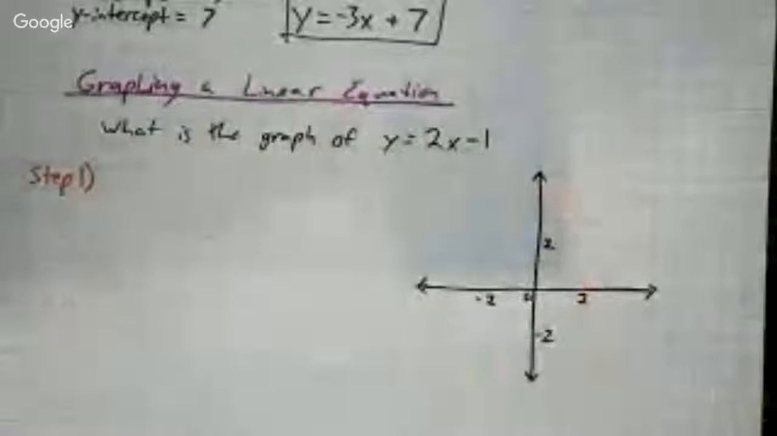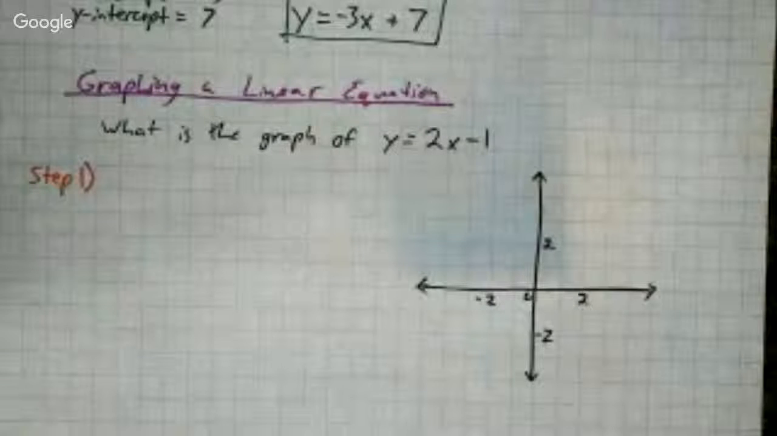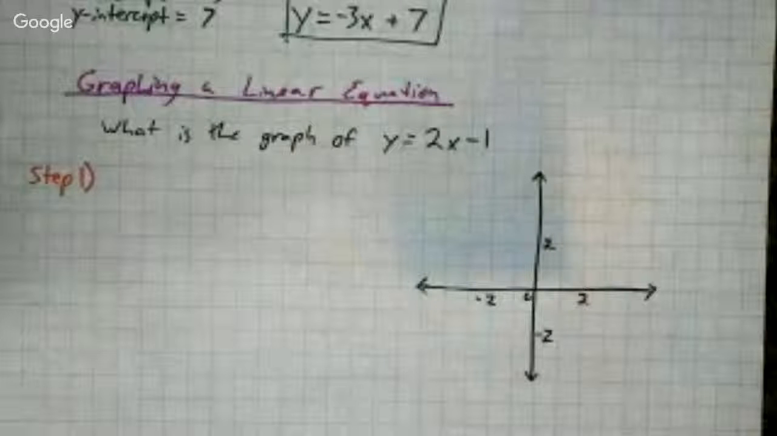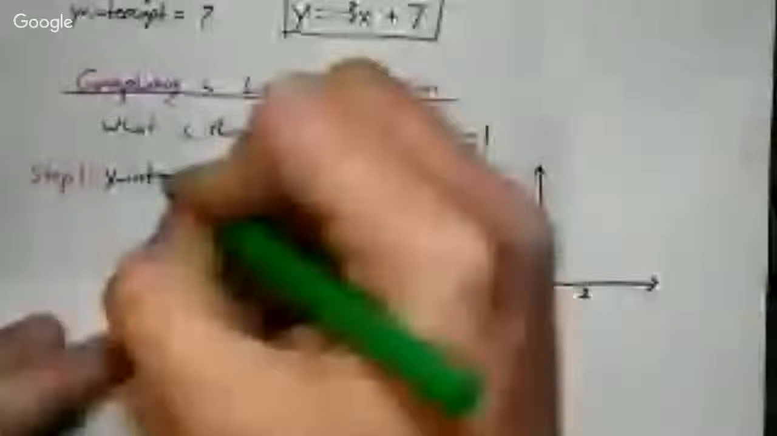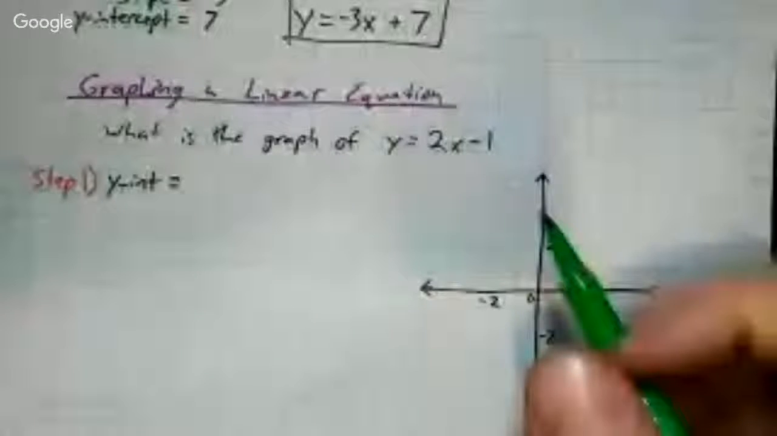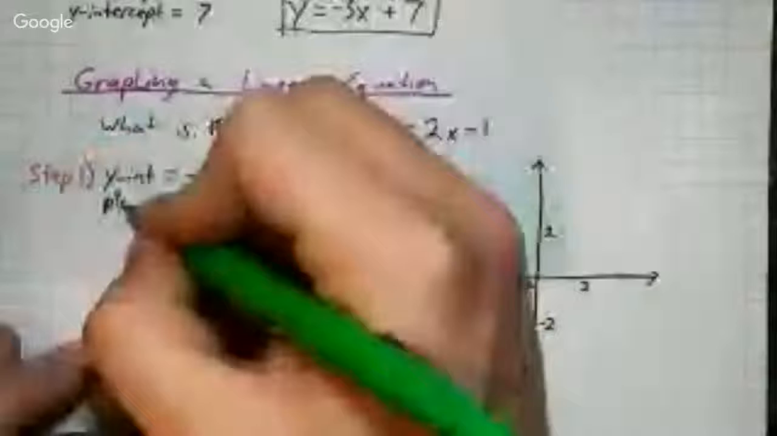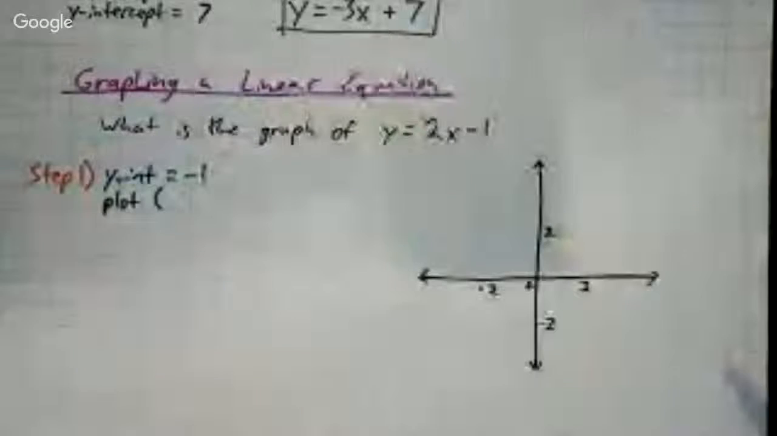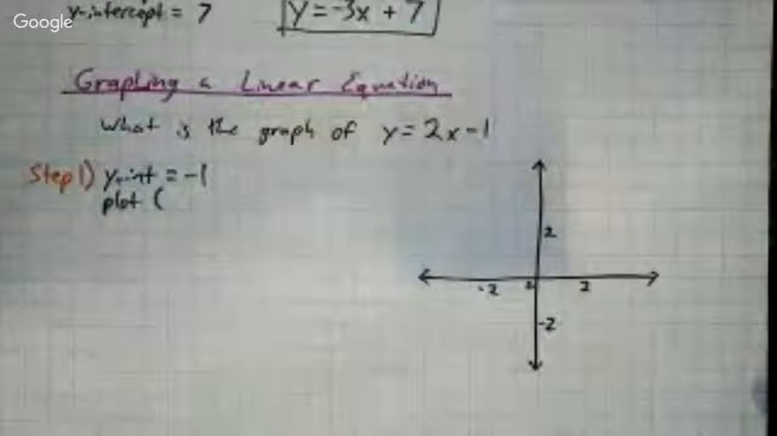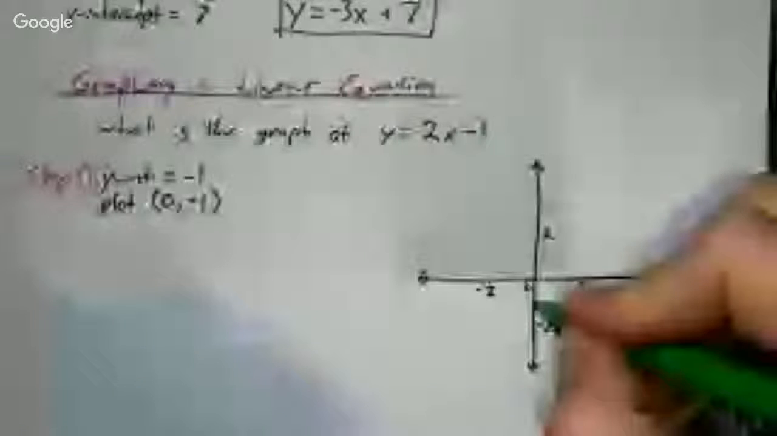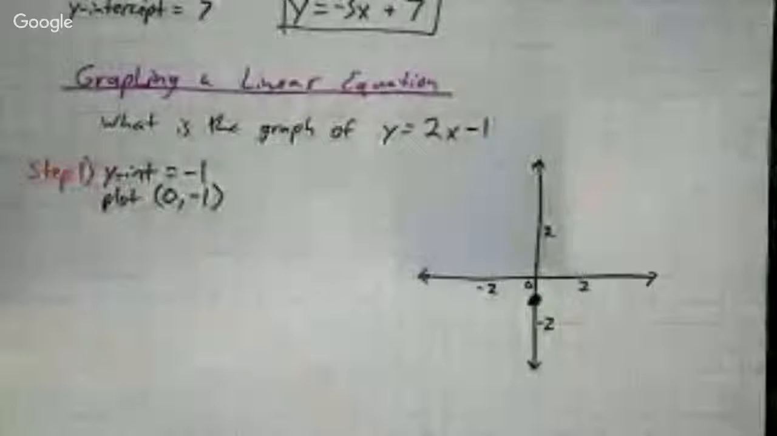Step 1, let's just do the simplest thing we can. Let's find the y-intercept. So the y-intercept equals what? Over here, it's -1. So what does that mean for the point? That means we are going to plot the point, because the y-intercept is when x is zero. I'm going to plot that point, (0, -1). I have my y-intercept. Great.